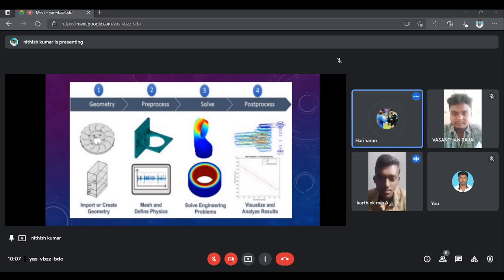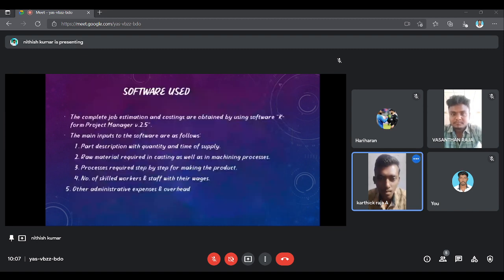Karthik Raja will explain. Fourth one, post-process working. Next. Software used. The complete job estimation and costing are obtained by using software from the project manager version 2.5. The main inputs to the software are as follows: part description with quantity and time of supply, raw material required in casting as well as in machining, process required step by step for making the product, number of skilled workers and staff with their wages.